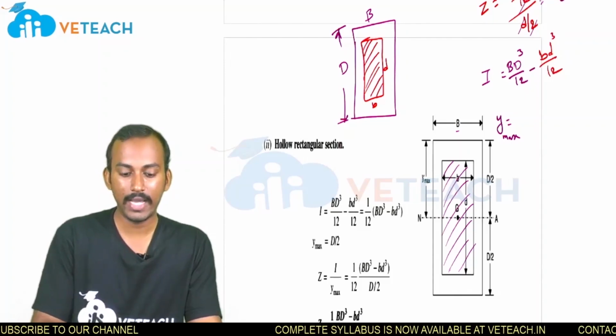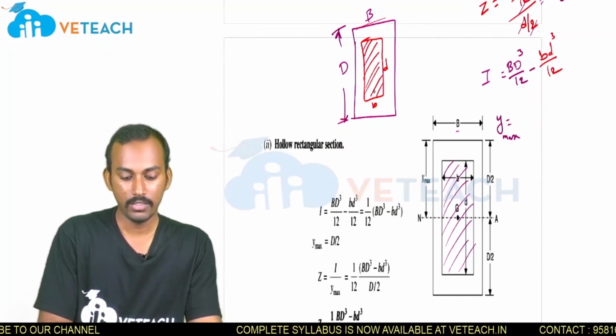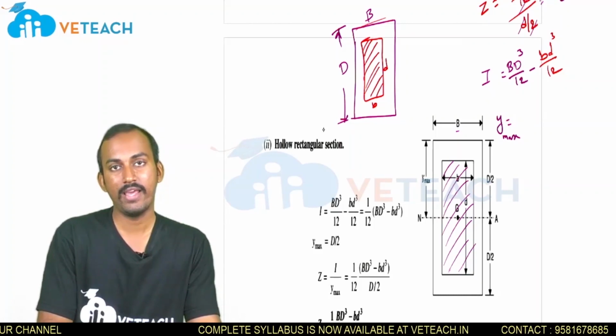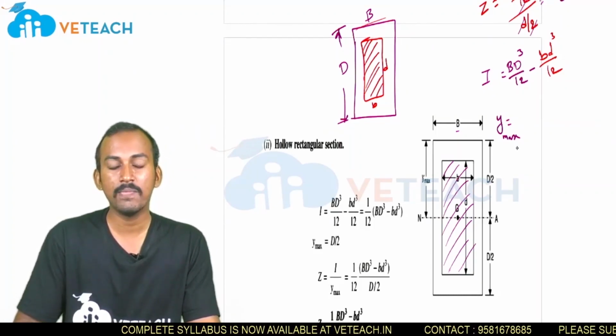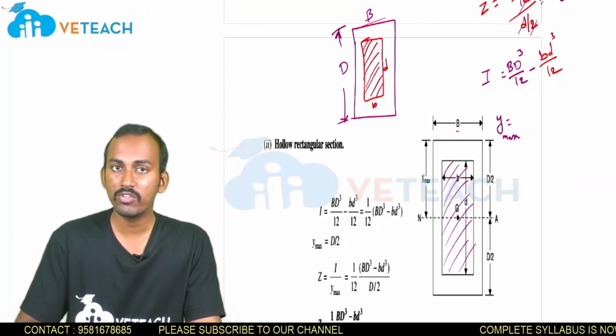Capital B and capital D are the outer dimensions and small b and small d are the inner dimensions. So this is the formula to calculate the I value. And what is this Y maximum? Y maximum is the distance of the outermost fiber.